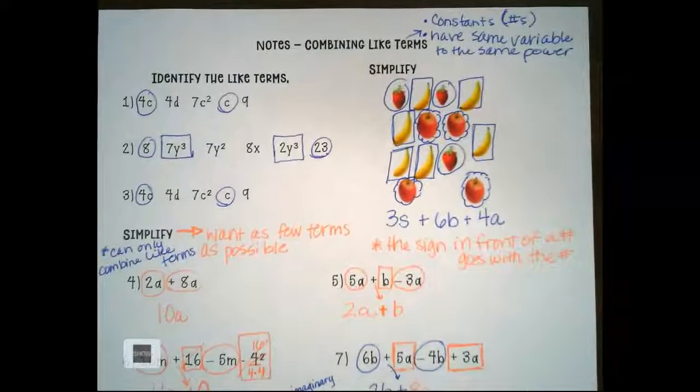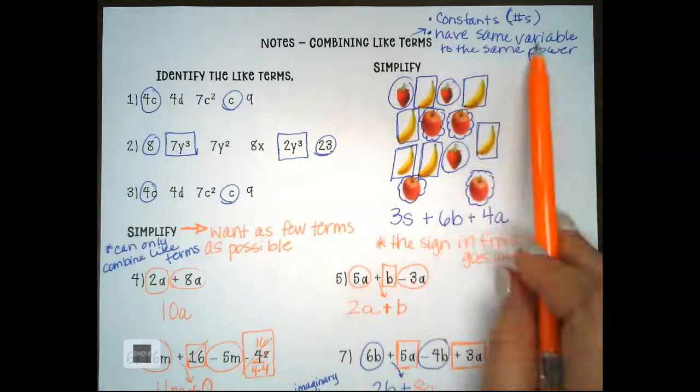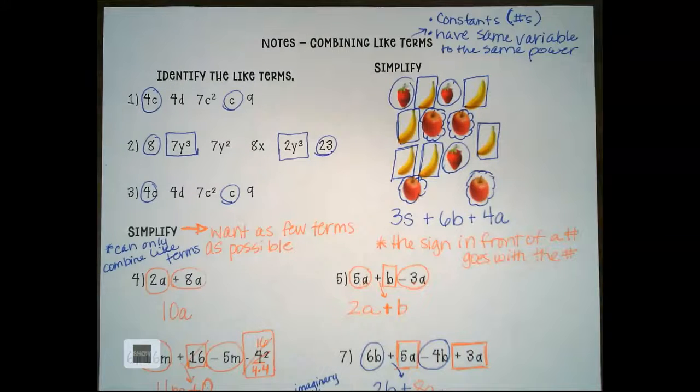Just remember, guys, this is not easy at first, but you've got to have a good grasp on the definition for like terms before you can do any of this. Like terms have the same variable to the same power, and constants are also like terms. That means we can put them together. We can't put things together that are not like terms. Good luck.